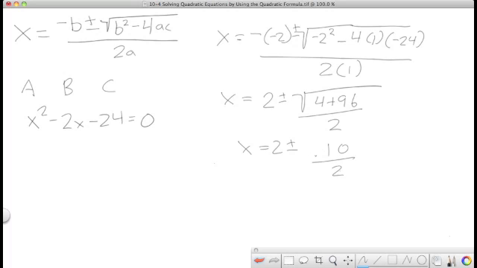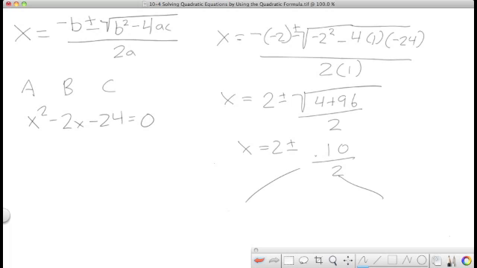Now, I know what you're thinking, you should divide these two, but as of right now, let's not do that. This is as far as we can go with this problem. The reason is because of this plus and this minus. So we actually have to break off into 2 different problems here. One we're going to use the positive, and one we're going to use the negative.